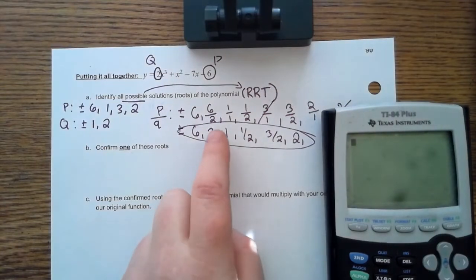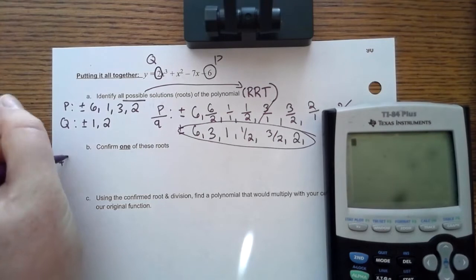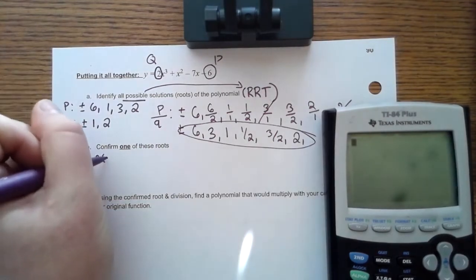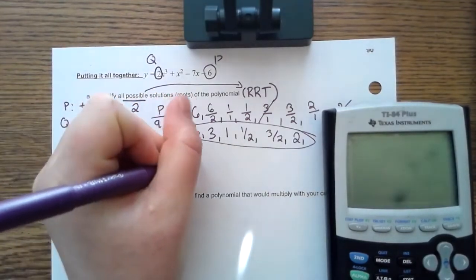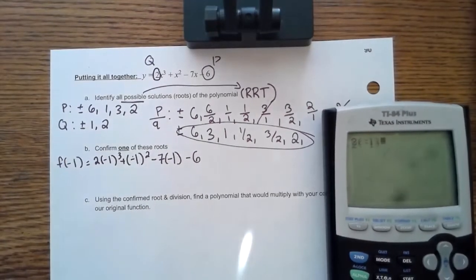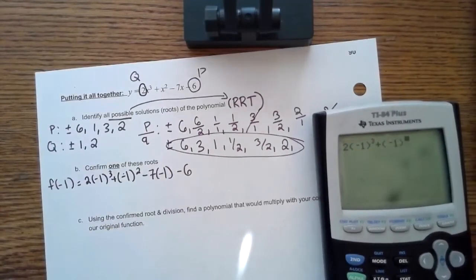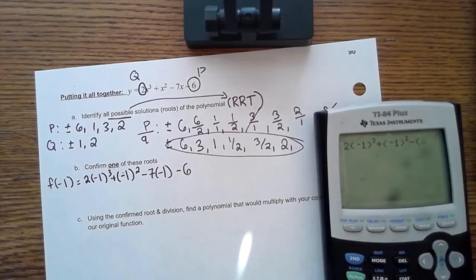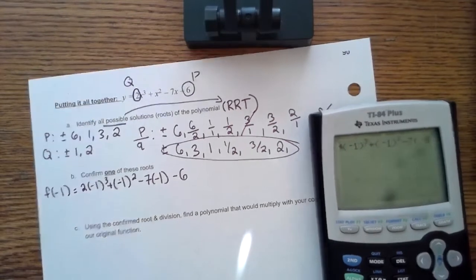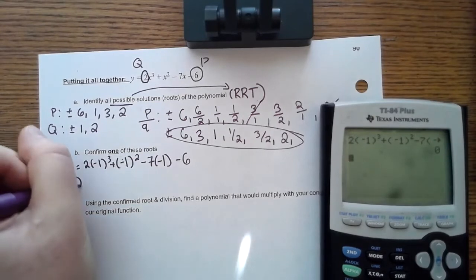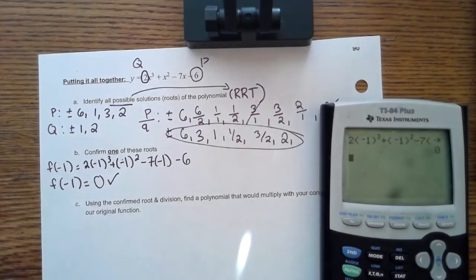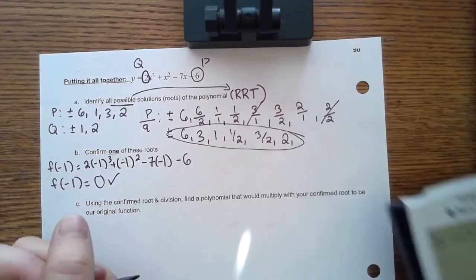And we can do apps, whatever. So I'm going to plug in -1 to my function. So f of -1 is going to be 2 times -1 cubed plus -1 squared minus 7 times -1 minus 6. 0. That's a good sign. Okay. So that means that x plus 1 is a factor.